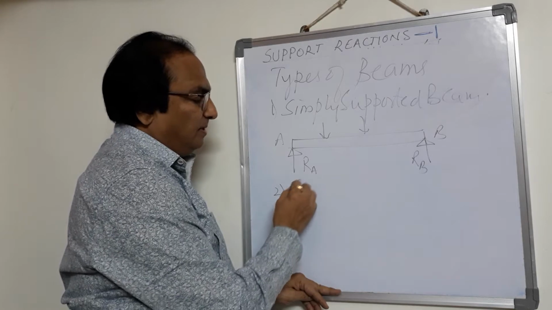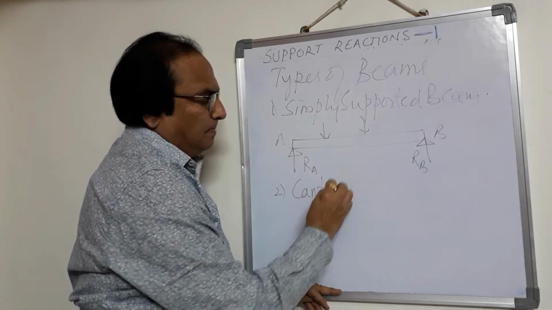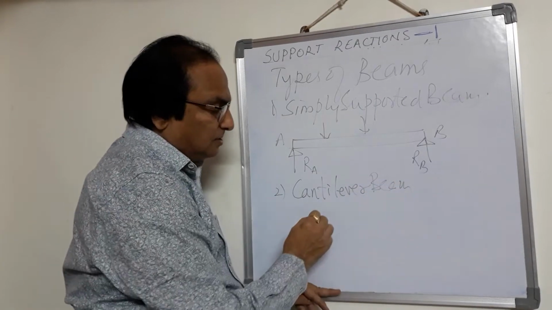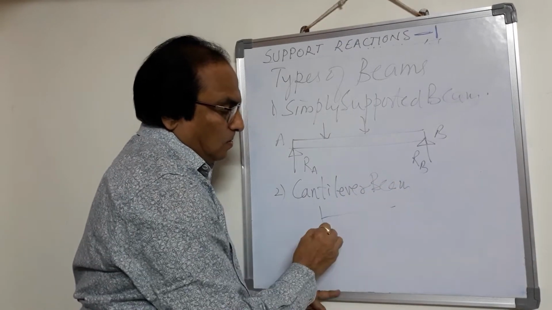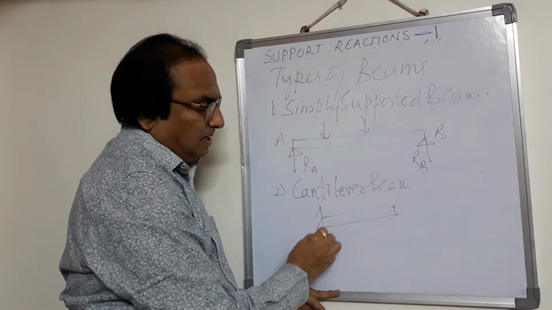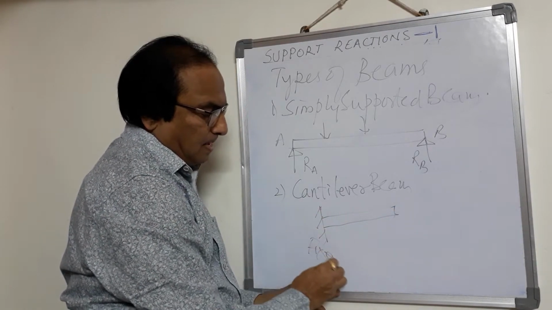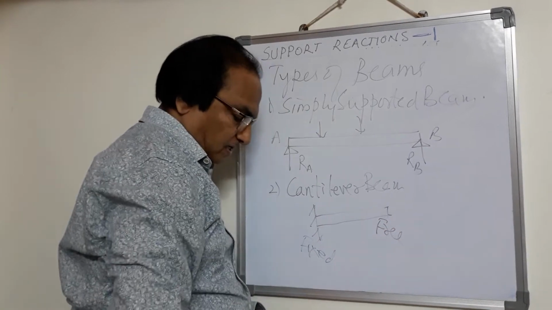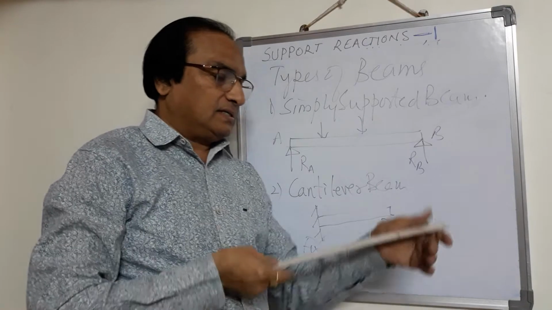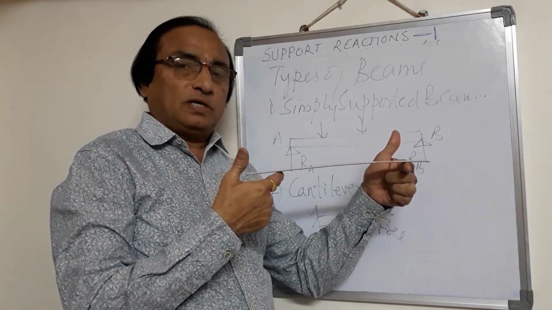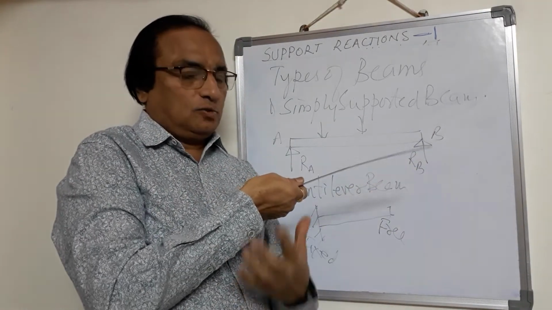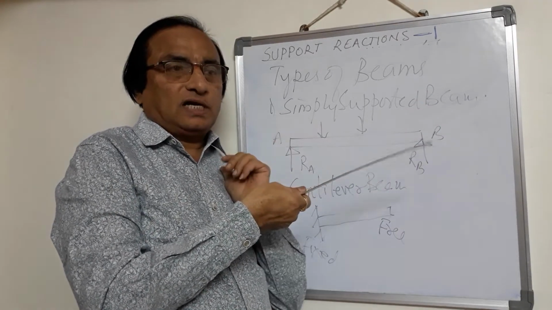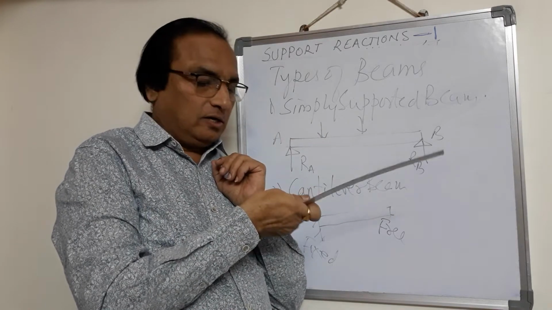So second type of beam is cantilever beam. In this beam, we see that one end of the beam is fixed and the other end of the beam is free. For example, if I hold the beam like this, it is a simply supported beam. If I fix it at one end, so one end is fixed, the other end is free. So such a type of beam we call it as a cantilever beam.